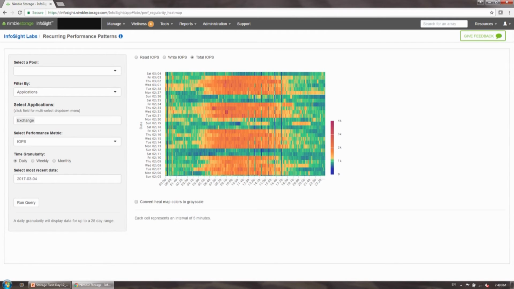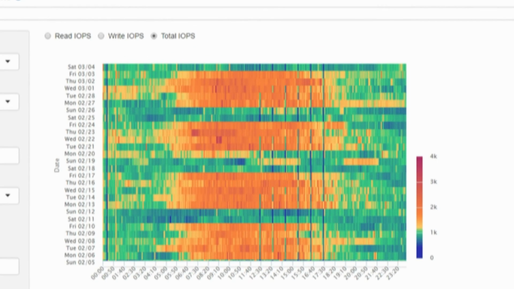What I'm able to see from this chart, so I've got the day of the week here on the left, and I've got the time of day here on the bottom. Activity is denoted in the coloration. The activity scale is currently set to IOPS.